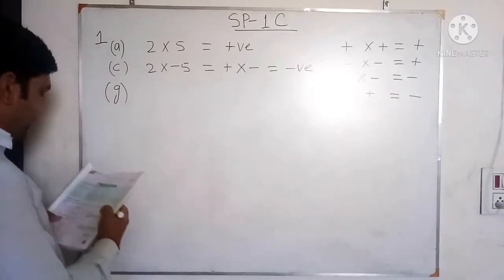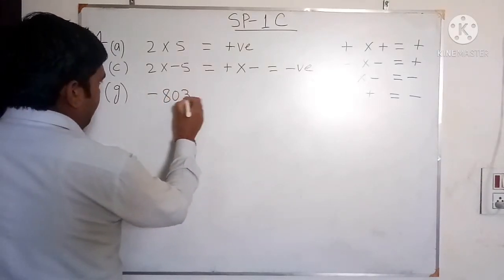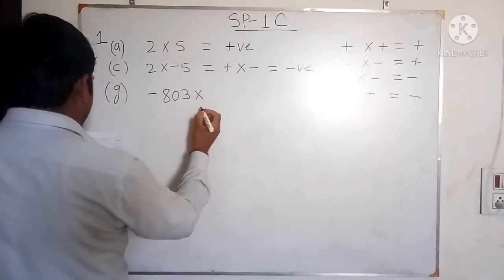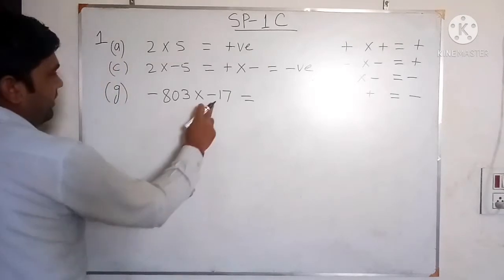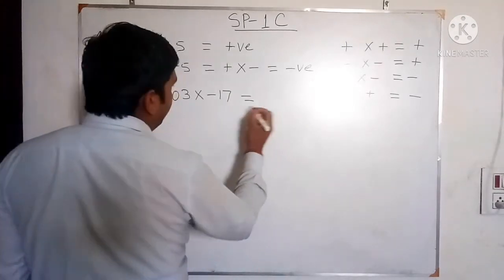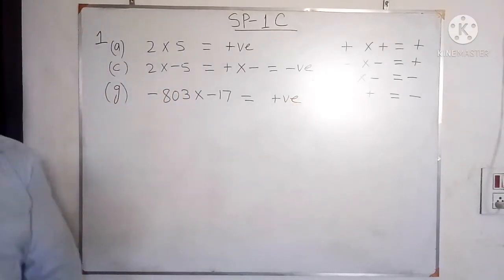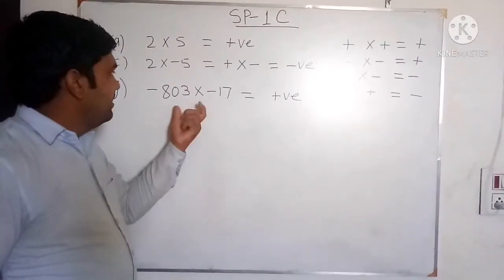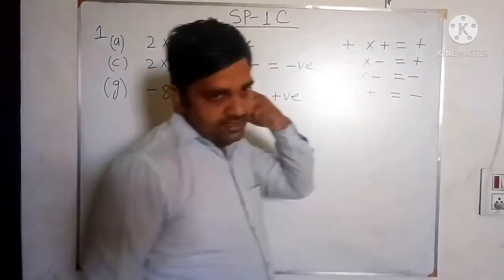Now see the question number G. Minus 803 multiply minus 70. Here both the integers are negative. So the product of negatives will be positive. As you can see, the product of two minus signs will give positive. Minus multiply minus gives plus.